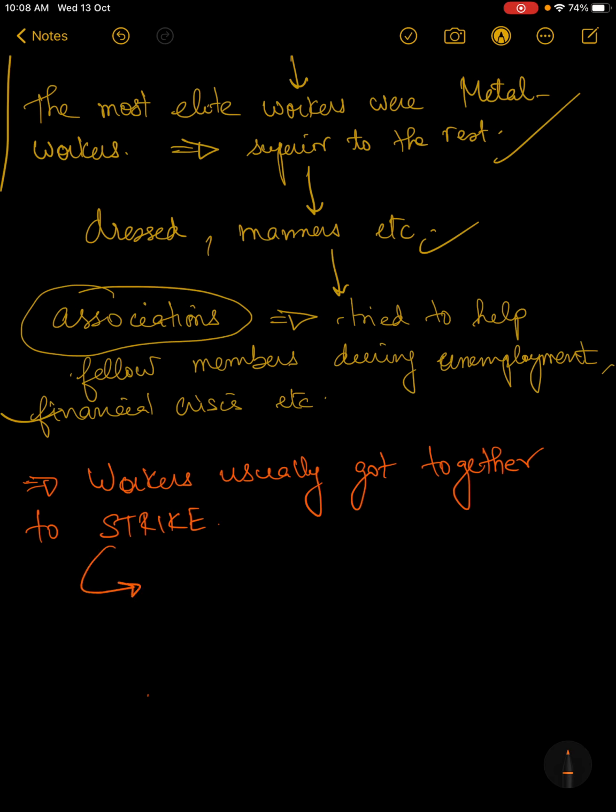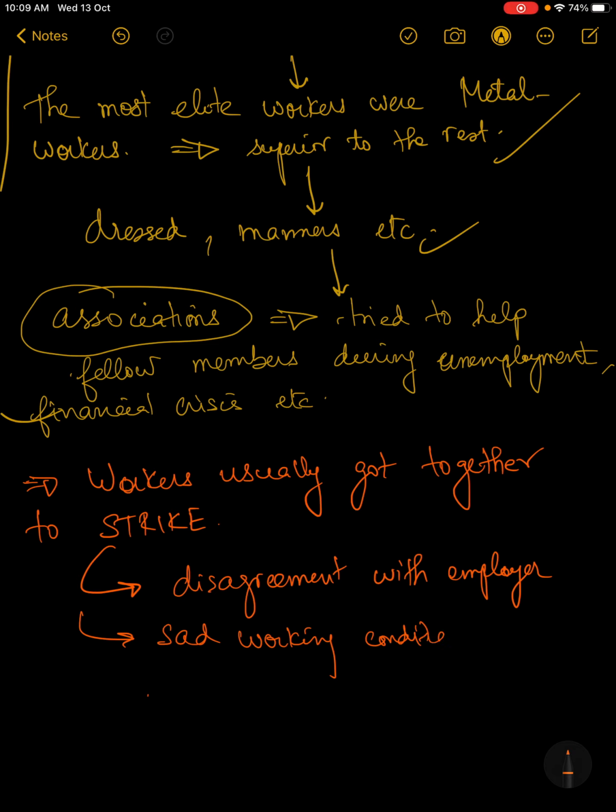Strike could be for various reasons. Number one, disagreement with your employer. Now this could be regarding anything, your wages, your working conditions, working hours, whatever. So disagreement with the employer, sad working conditions.